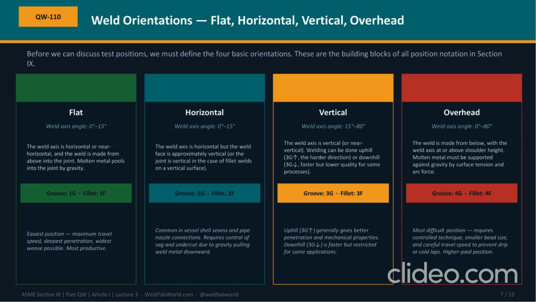Uphill vertical welding, progressing from bottom to top, generally produces better penetration and better mechanical properties because the arc pushes the pool upward, giving more time for gas and slag to escape, and the preceding weld metal below acts as a shelf. It is the harder, slower, more disciplined direction.